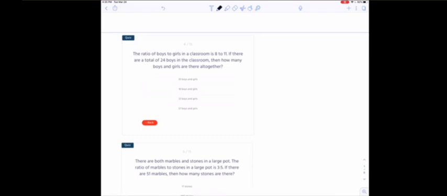It says, the ratio of boys to girls in a classroom is 8 to 11. If there are a total of 24 boys in the classroom, then how many boys and girls are there altogether? If you want to give this one a try on your own, feel free to hit pause, try it, and then come back, and I'll do the explanation. When you're ready, I'll go ahead and show you how to do it now.